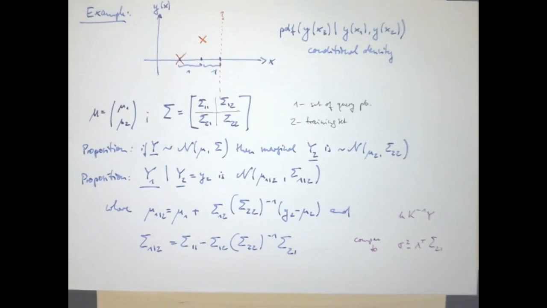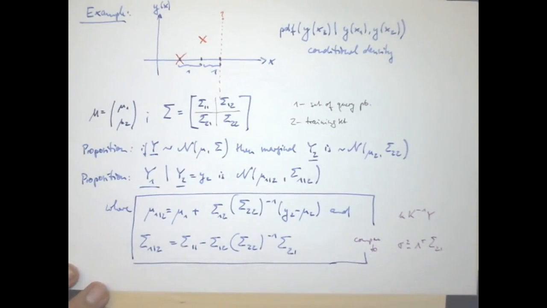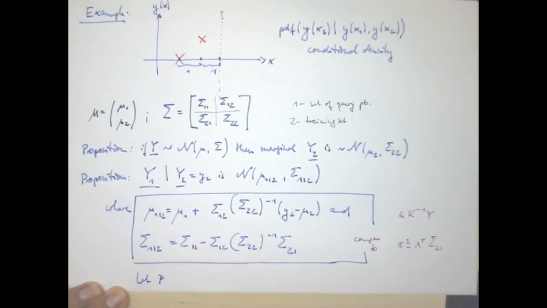Okay, and now I want to prove these 2 results here. And for notation, I'm going to use the letter P, because normally I call the precision or the concentration matrix K, but K in our case is already taken for the kernels. So now I'm calling it P for the precision matrix.